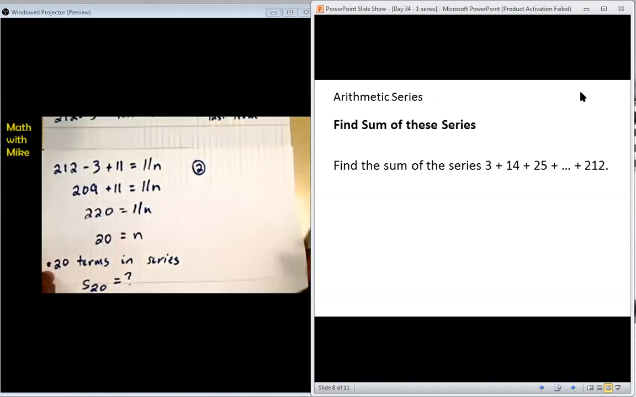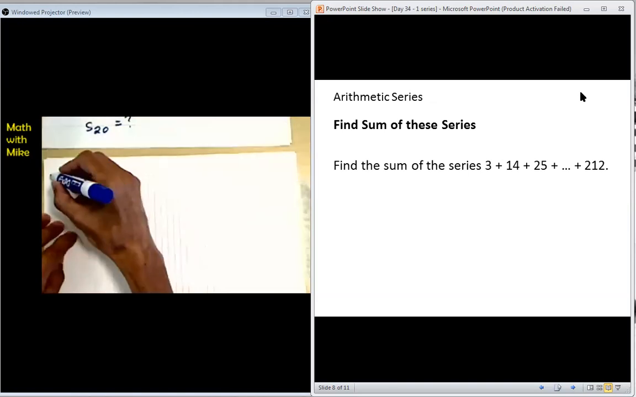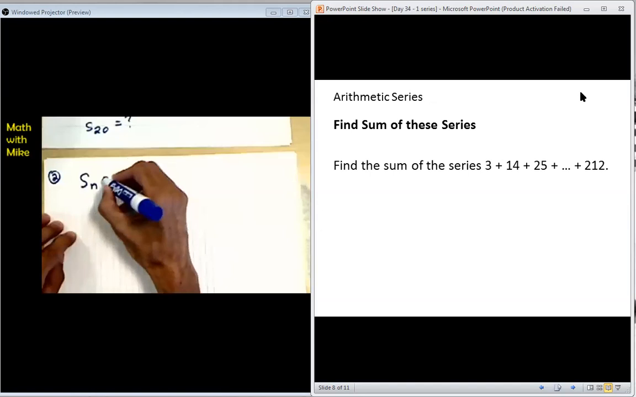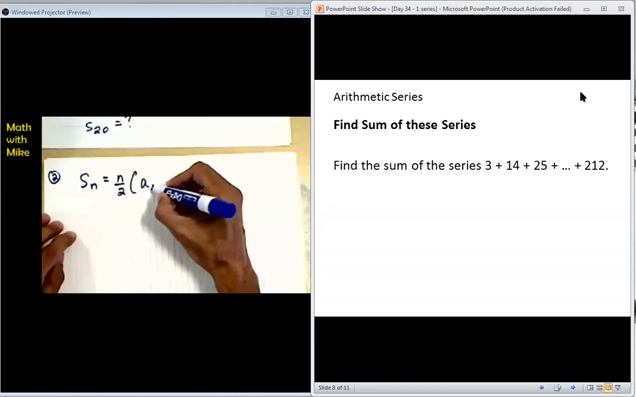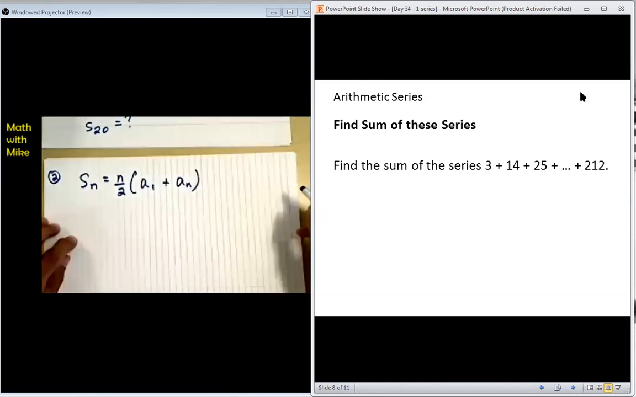So part number 2, I'm going to put on a new page. That's going to look like this. Part number 2, that was using our first formula there: n over 2 times (A1 plus An).